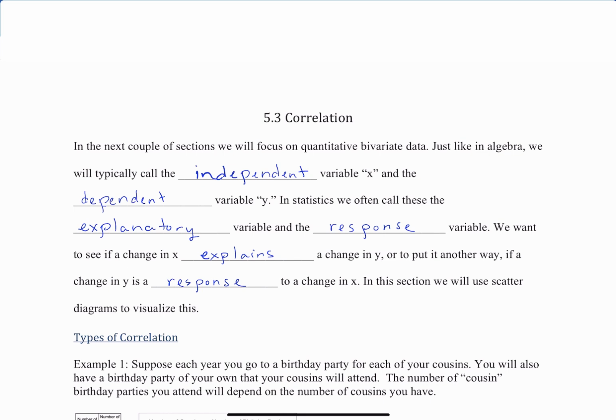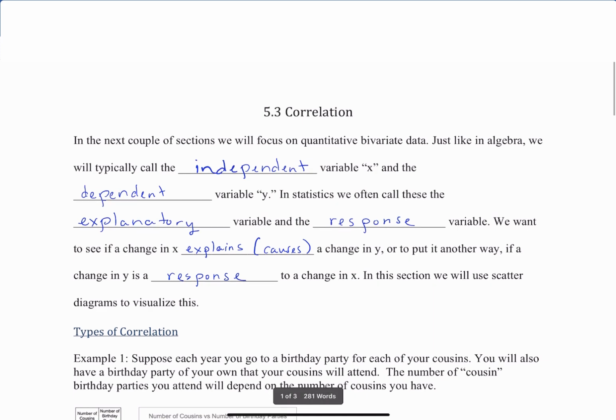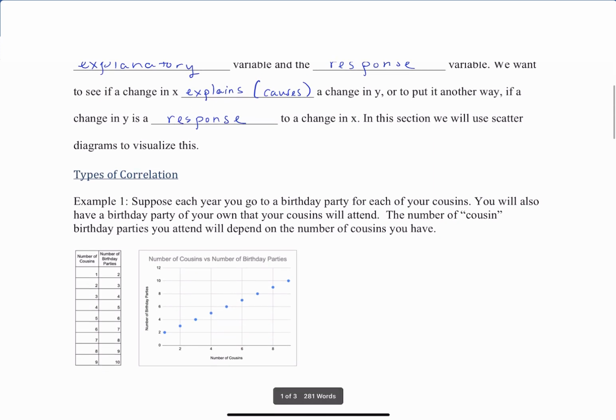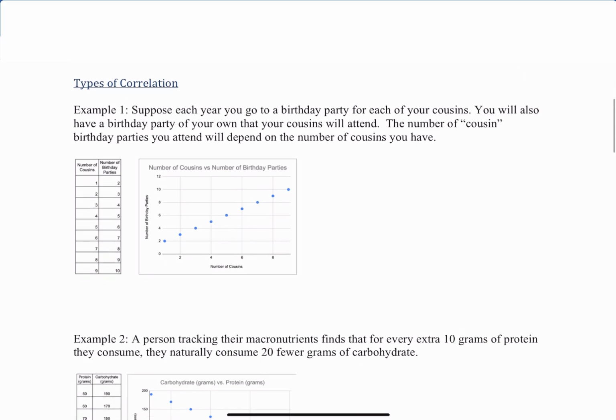And let me back up and elaborate a little bit more on this word explains. When I say explains, we basically mean like causes. In this section, we're going to talk about using scatter diagrams to visualize this. First, we'll talk about types of correlation, and I'm going to illustrate these with some examples.